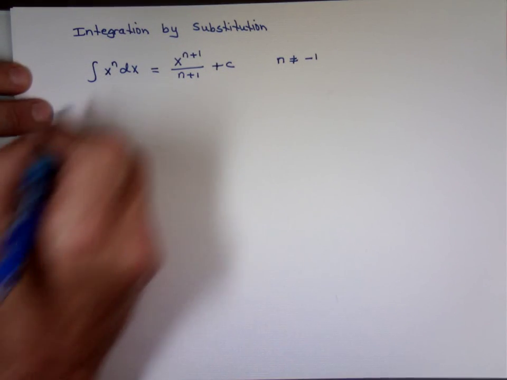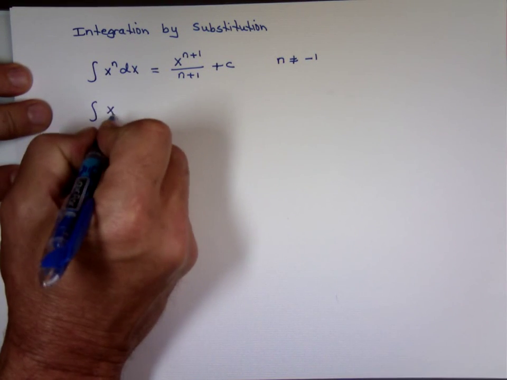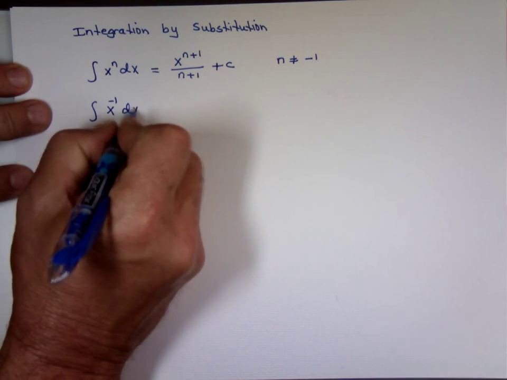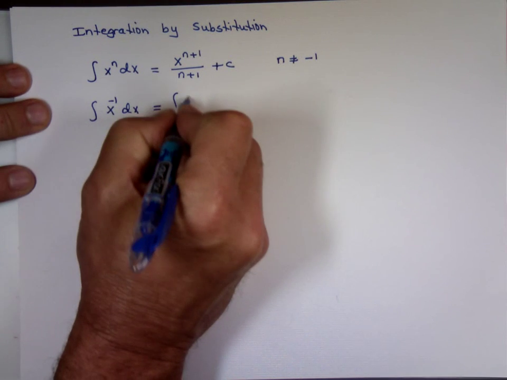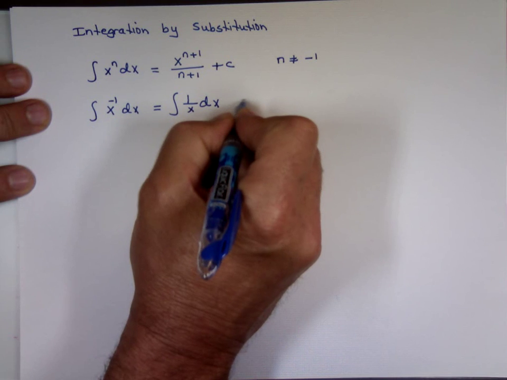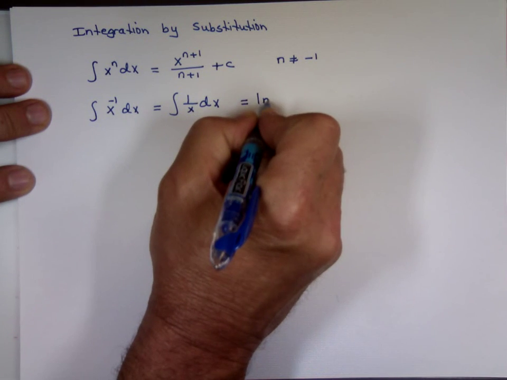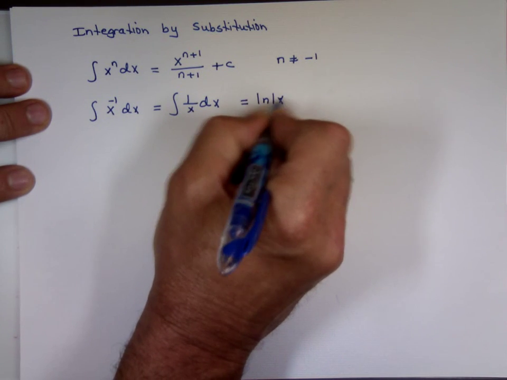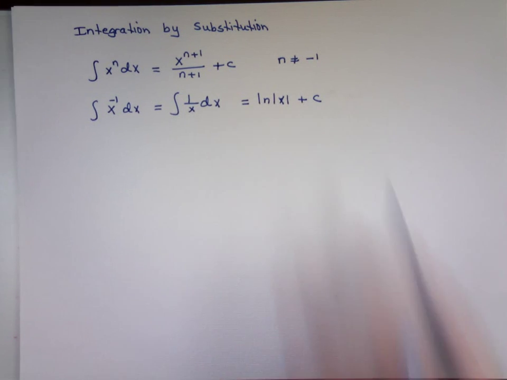What happens when n is -1? Remember, that's 1 over x. Who has a derivative 1 over x? Isn't that the natural log of x? So when n equals -1, then the answer is this. Nothing new here.